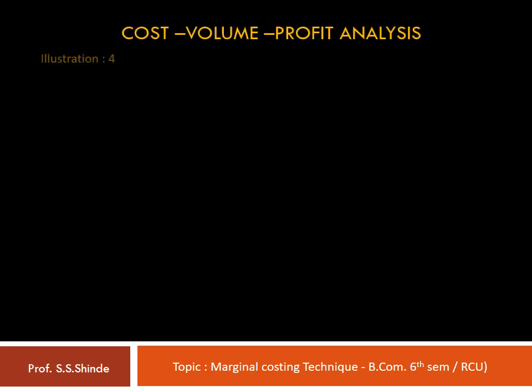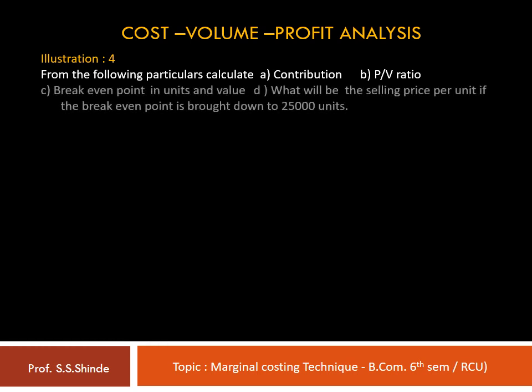Let's take up an illustration to practice the computation of contribution and the break-even point in units and sales. Let's look into this illustration. From the following particulars, calculate contribution, PV ratio, break-even point in units and value, and also calculate what will be the selling price per unit if the break-even point is brought down to 25,000 units.